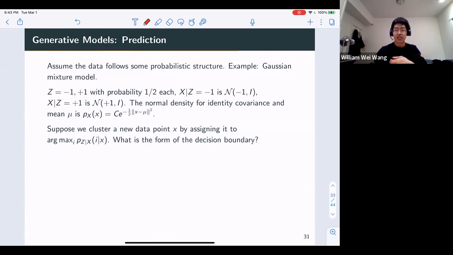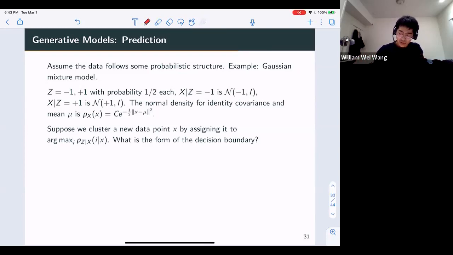So I'll just quickly show you a derivation for what the decision boundary would be when you do this type of model. Let's make this more formal. Let's say we have a model where z is equal to -1 or +1 with some certain probability, let's say 1/2 each. And then we have observed data, which is x, and given what z is, you treat z as the mean and generate a normal with variance 1. I have an identity here, but this is a one-dimensional thing anyway, so I'll just say 1.